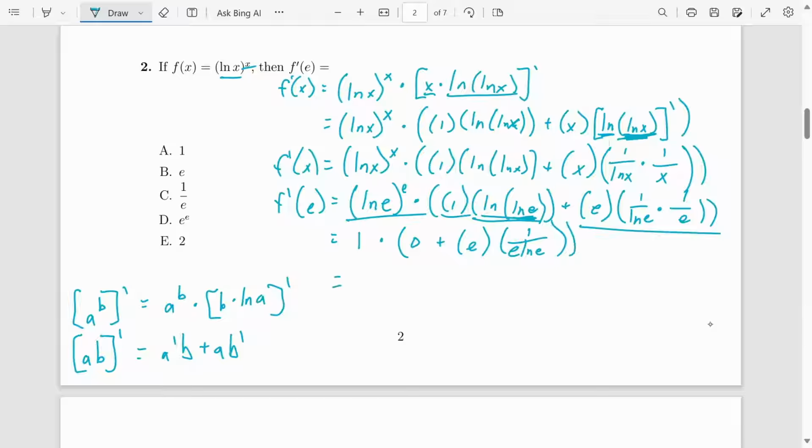Cool. Let's go one step further. This 1 times is not going to do anything, and this 0 plus is not going to do anything. This is just going to be e times 1 over e times ln of e. This e and this e are going to cancel each other out. This is now just 1 over ln of e. Ln of e is just 1, so we're left with 1. Answer choice A.